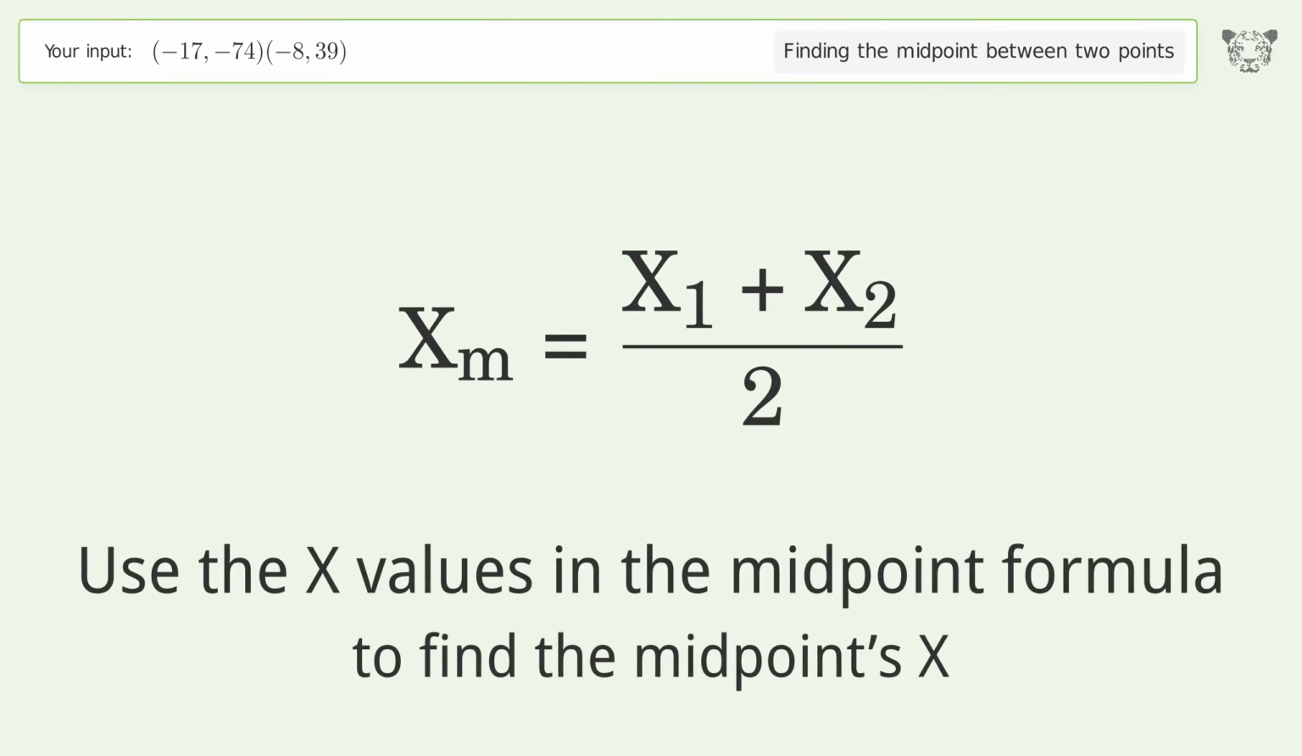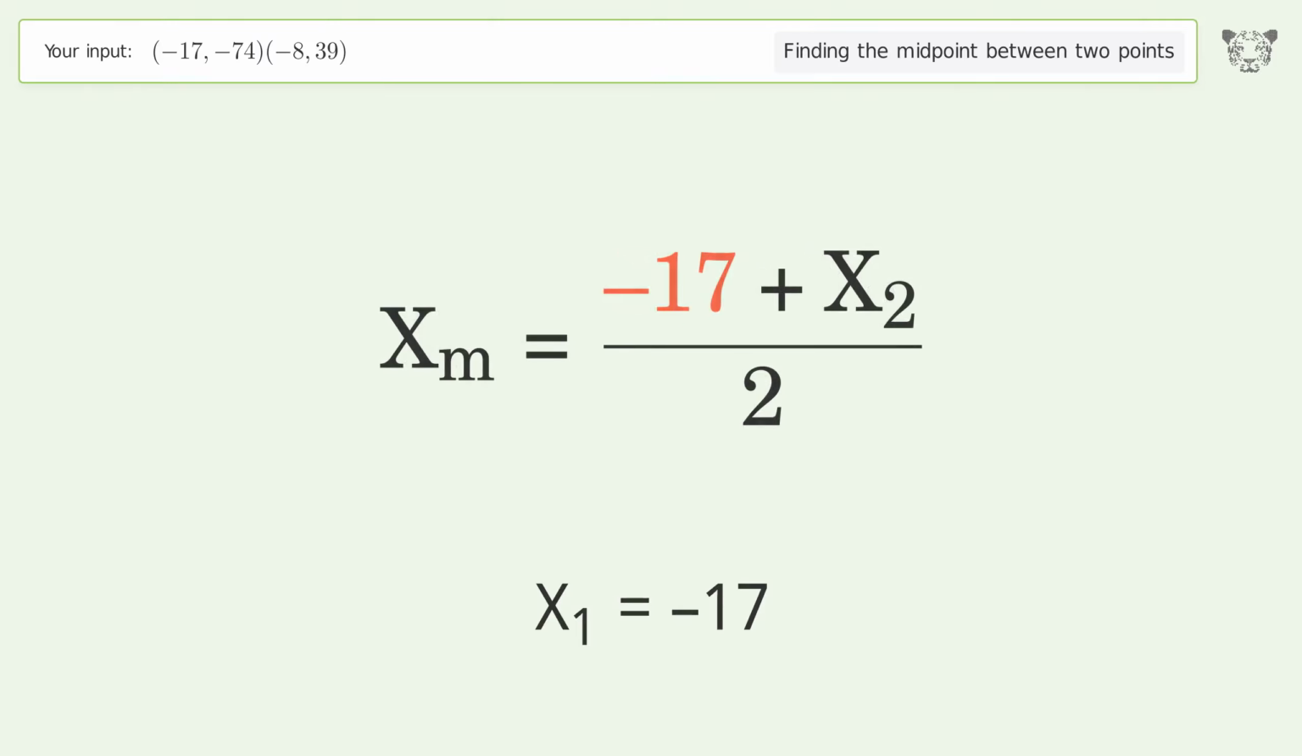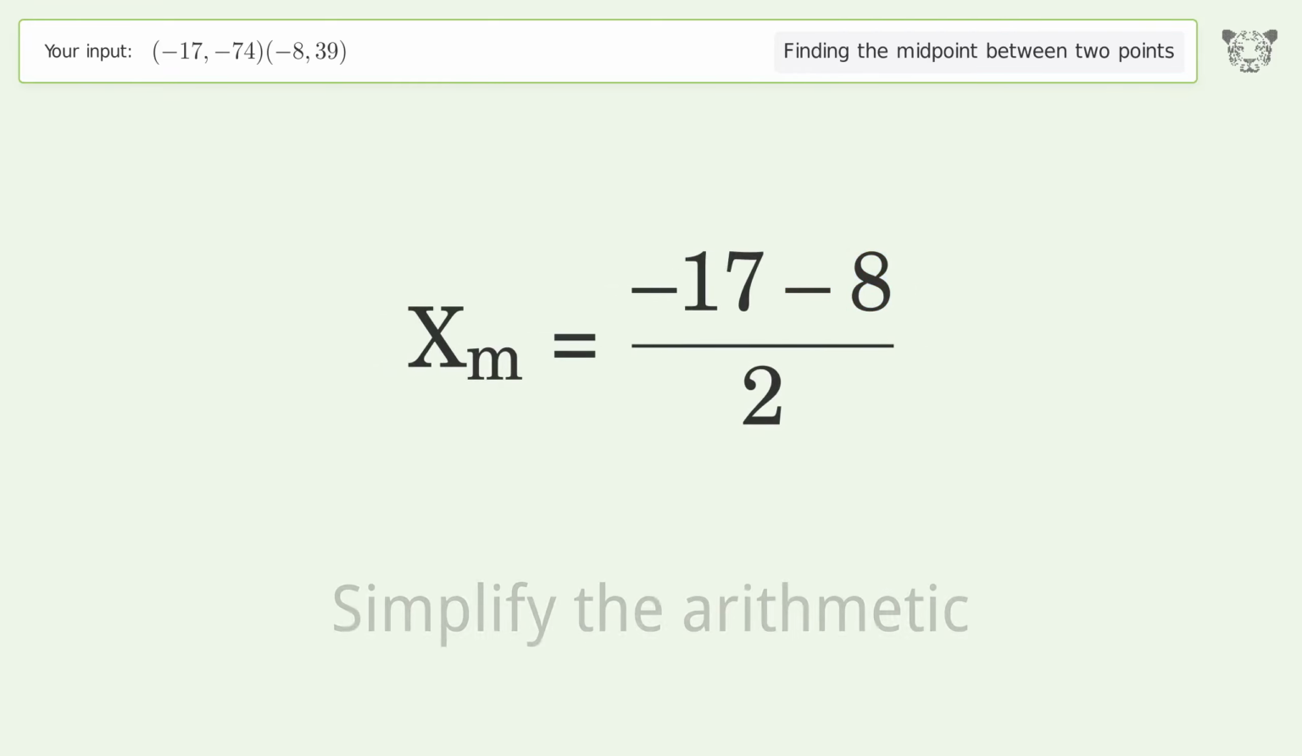Use the x values in the midpoint formula to find the midpoint's x. x1 equals -17. x2 equals -8. Simplify the arithmetic.